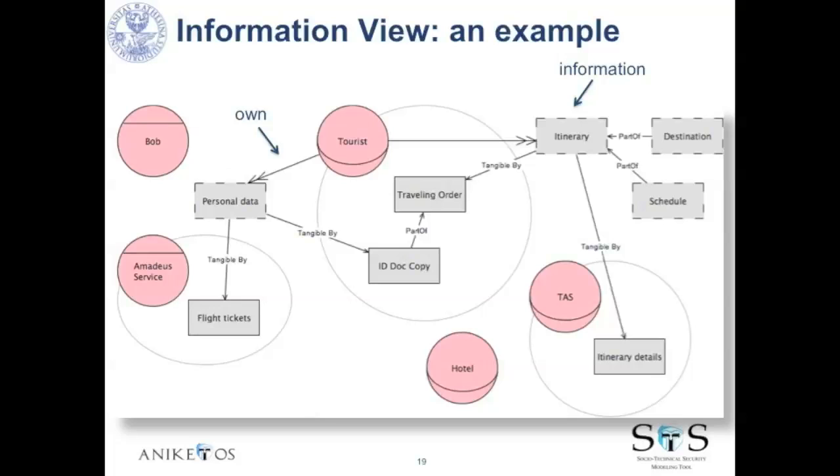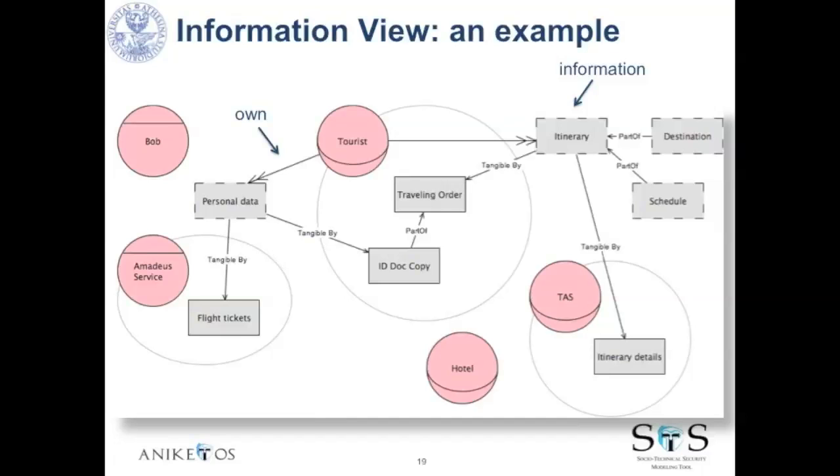That's why we capture this structure by means of part of. When the tourist is providing the traveling order, the traveling order document also contains an ID document copy of the tourist, and that's why we also capture part of between these two documents. So this is the way in which, in the information view, we keep track of which information is represented in which document and how information and documents are structured.